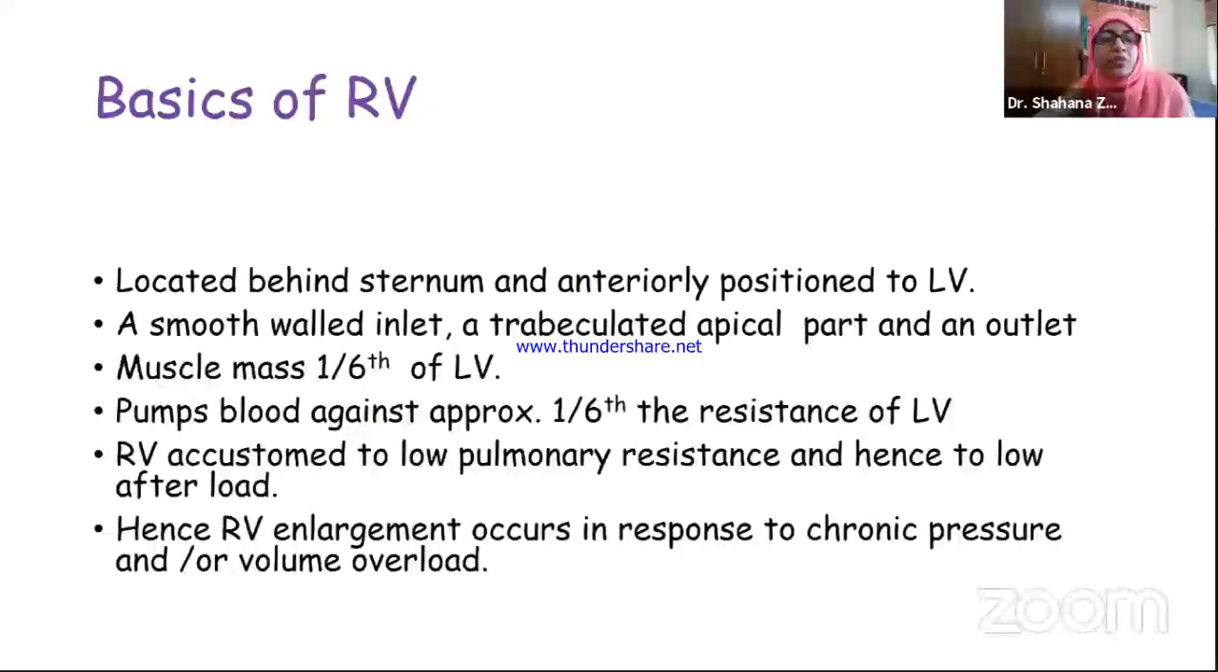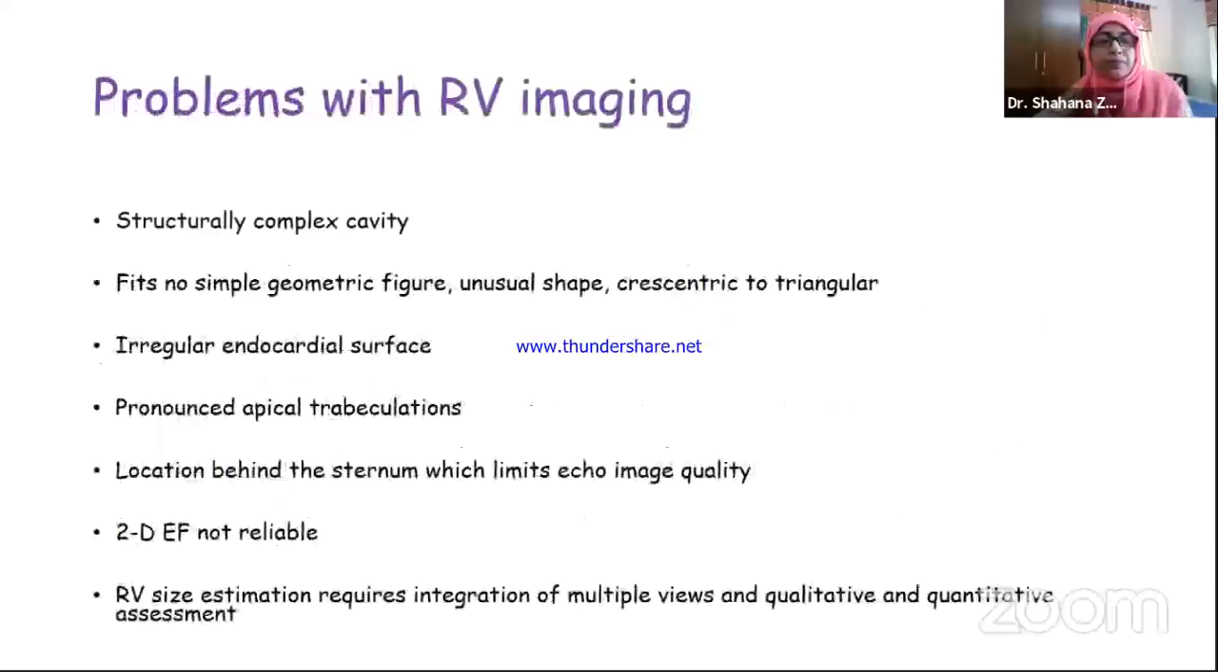It has a smooth walled inlet, a trabeculated apical part, and an outlet. Its muscle is about 1/6 of the left ventricle. It pumps blood against approximately 1/6 of the resistance of the left ventricle. The RV is accustomed to low pulmonary resistance and low afterload, hence RV enlargement occurs in response to chronic pressure and/or volume overload. Now, what are the problems with RV imaging?